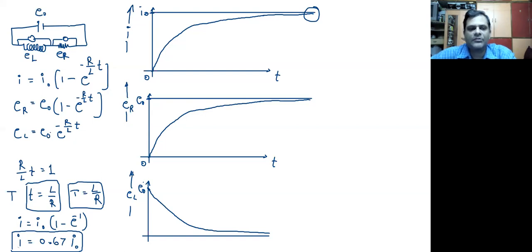Infinite will remain. But that's why we just define another time constant here, which is simply the time required for the current to rise up to 0.67 times of the final maximum current that can flow through the circuit. That means the time required for the current to rise up to 63%. Okay, it comes out to be 0.63 almost.